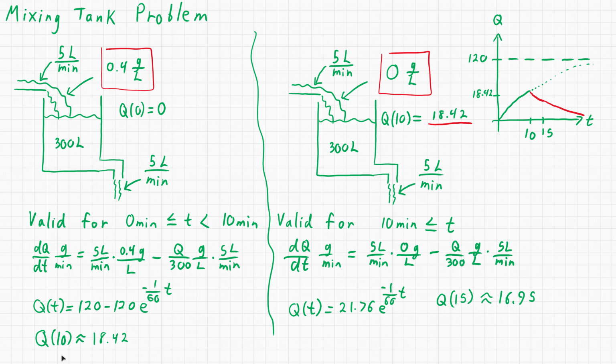So in this case, it was 10 minutes we transitioned. Then we figured out the number of grams in the tank at that time, and that's our new initial condition for when we transitioned from one setup to the next. So we have 18.42. Then we solve another differential equation with just this one changed parameter in this case. And we solve that, and if we want to know the value 5 minutes after the transition from pouring salt water in to pouring fresh water in, we have to plug in 10 plus 5, 15, and we'll get some number of grams of salt in the tank.